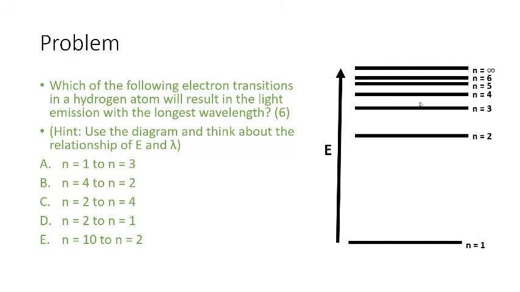So if we ask a problem here: which of the following electron transitions in the hydrogen atom will result in the light emission with the longest wavelength? So hint, use the diagram and think about the relationship between energy and lambda. Okay, so take a moment to think about this.